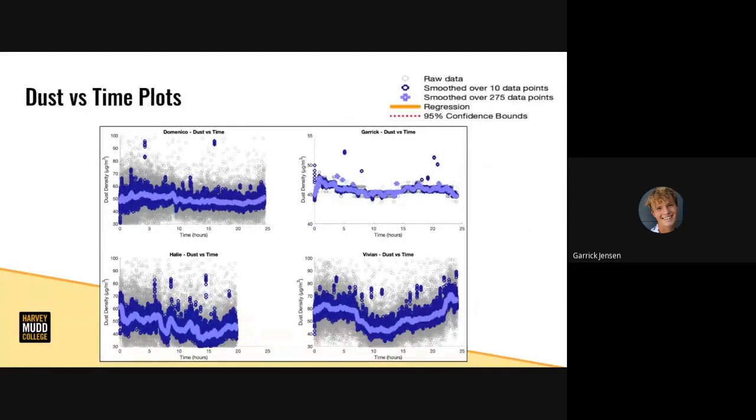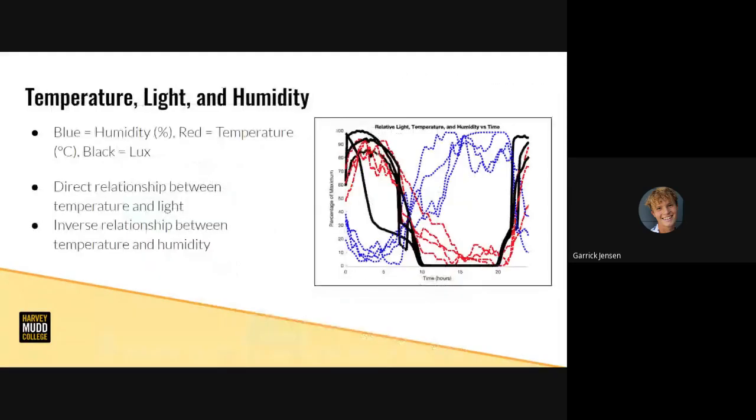Right, so after we smoothed this data, we got the following dust versus time graphs. So again, our data was taken over a span of 24 hours. The most obvious variation in the dust throughout the day is seen in the bottom right, which is Vivian's dust, in that at the beginning of the day when it's light out, you can see that the dust is at its highest. In the middle, which is dark time or nighttime, you can see that it's at its lowest. And at the end, you can see it peaks when it comes back up to being daytime once again.